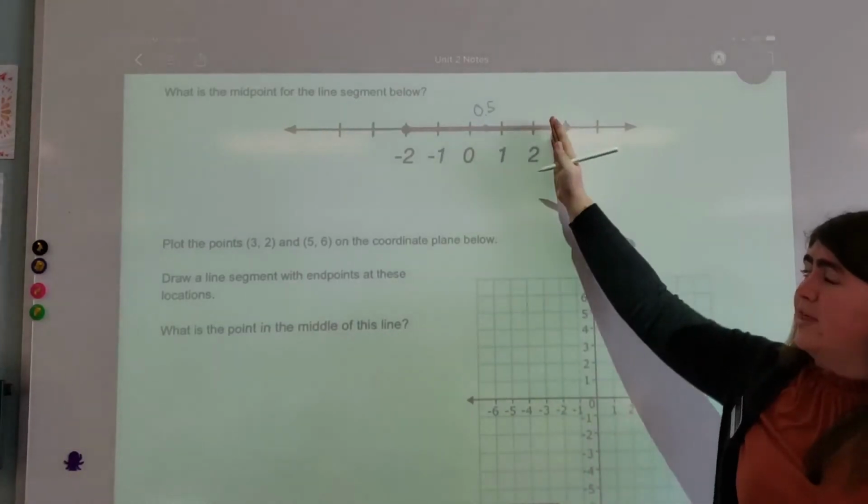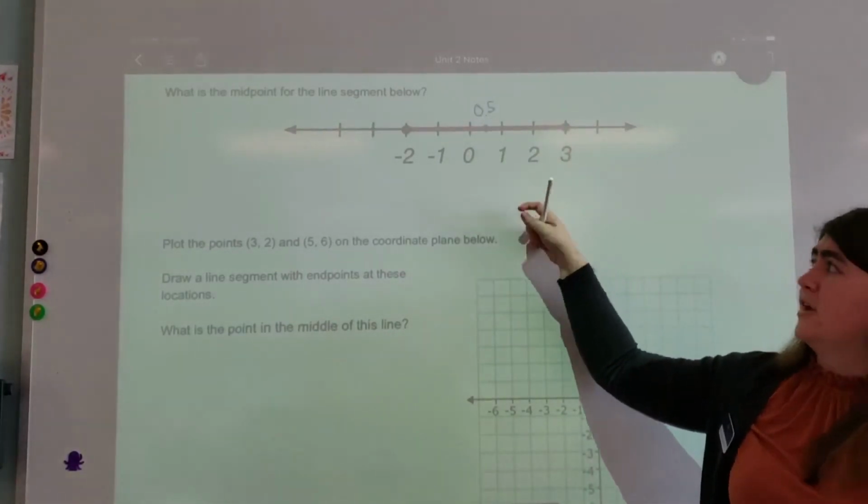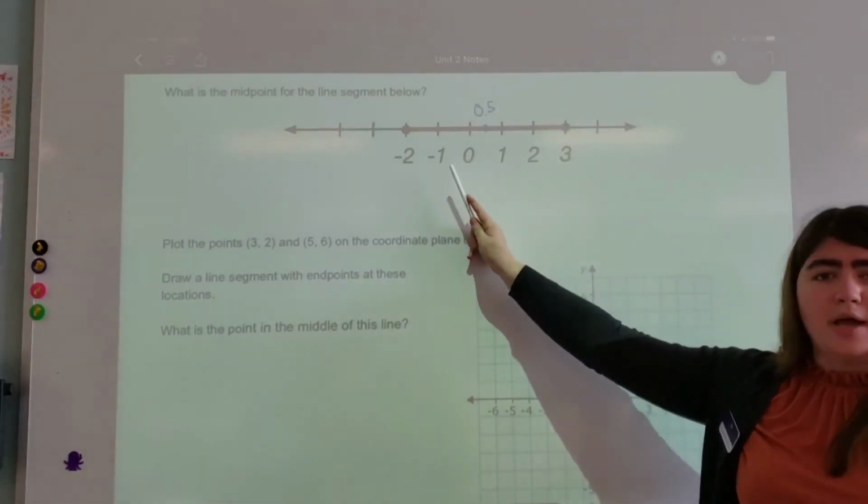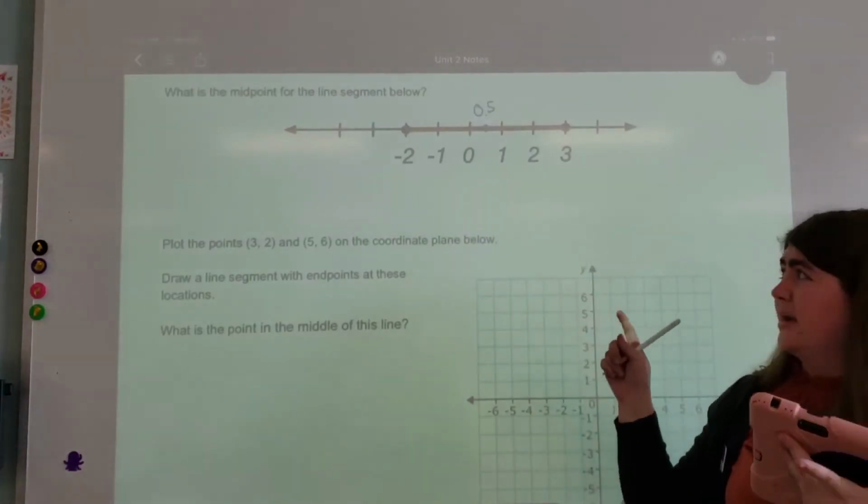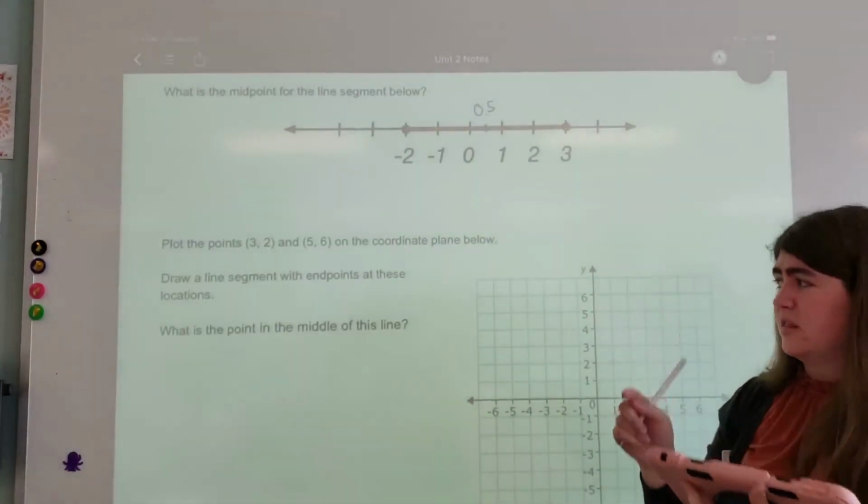So that's one method, but our lines are not always going to be on this nice number line where it's easy to just go and connect from 1 and go right into the middle.